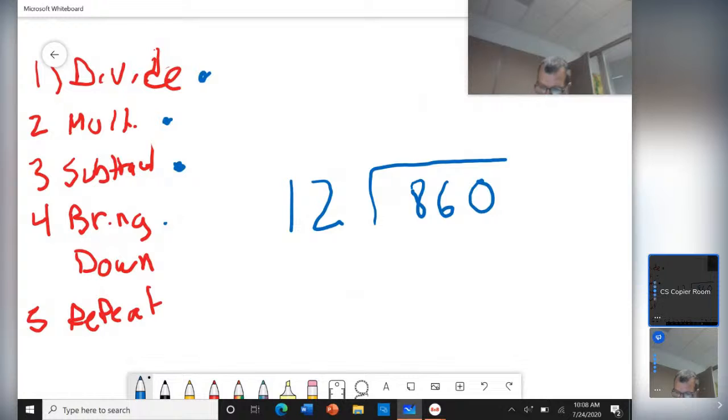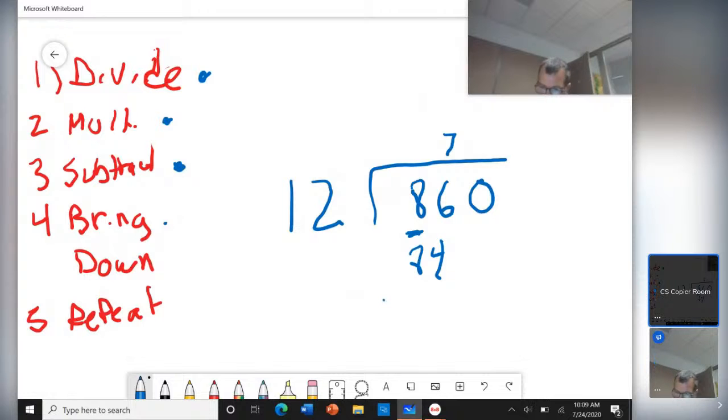Does 12 go into this first number, 8? No, it's too big. But does 12 go into 86? It does. It goes 7 times. 12 is 84. So we're going to multiply. 7 times 12 is 84.